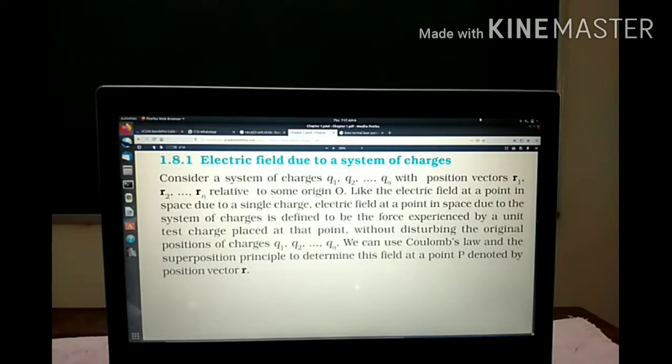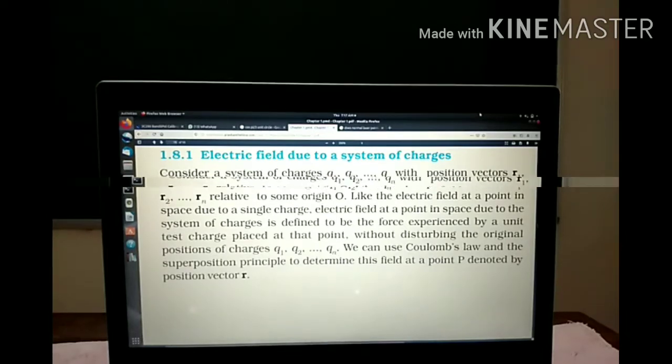Today we are going to learn class 12 physics, chapter number 1, electric charge and electric field. So today our discussion topic is electric field due to the system of charges. Earlier we talked about what is charge, what is electric field, what are electric field lines.